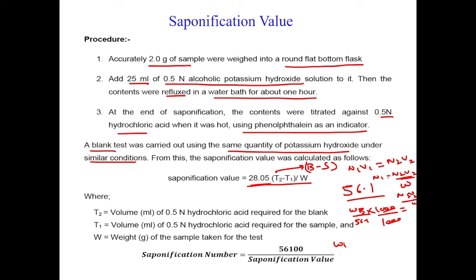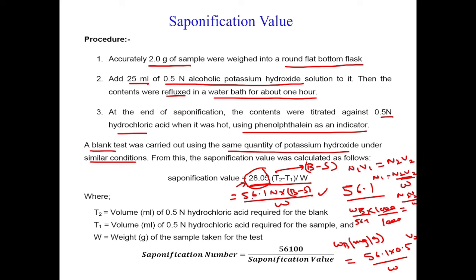Now the saponification value, that is milligrams per gram of fat, is how much? It will be 56.1 into 1000 into normality, which here is 0.5, into V2 divided by W. So 0.5 into 56.1 is nothing but 28.05. So this is how 28.05 comes. In some books, if it is written as 56.1 into normality, then it is okay: blank minus sample divided by W. This formula can be used, and if you put the value of normality here, it will become 28.05. So don't get confused, both are correct.